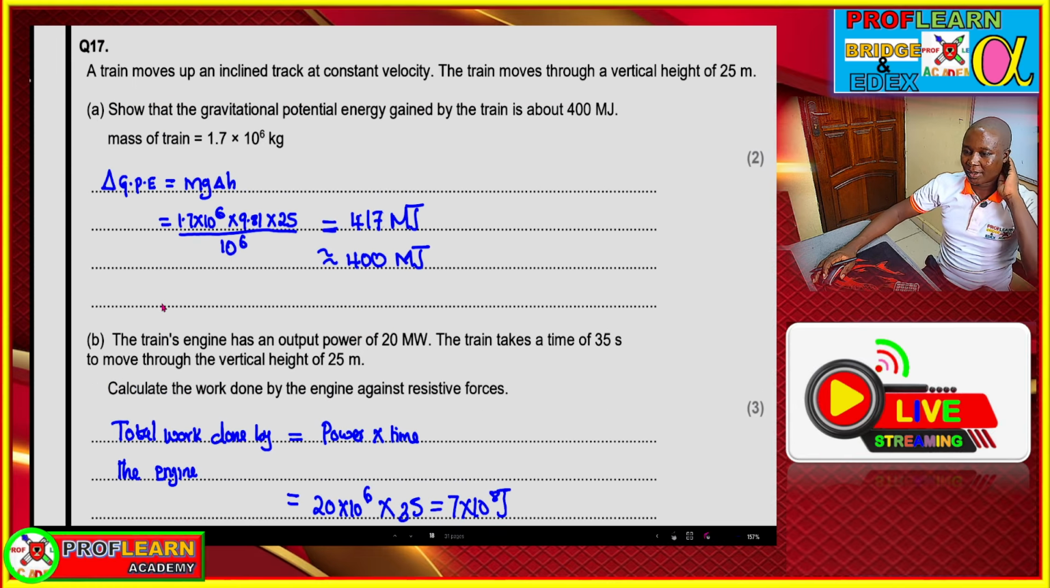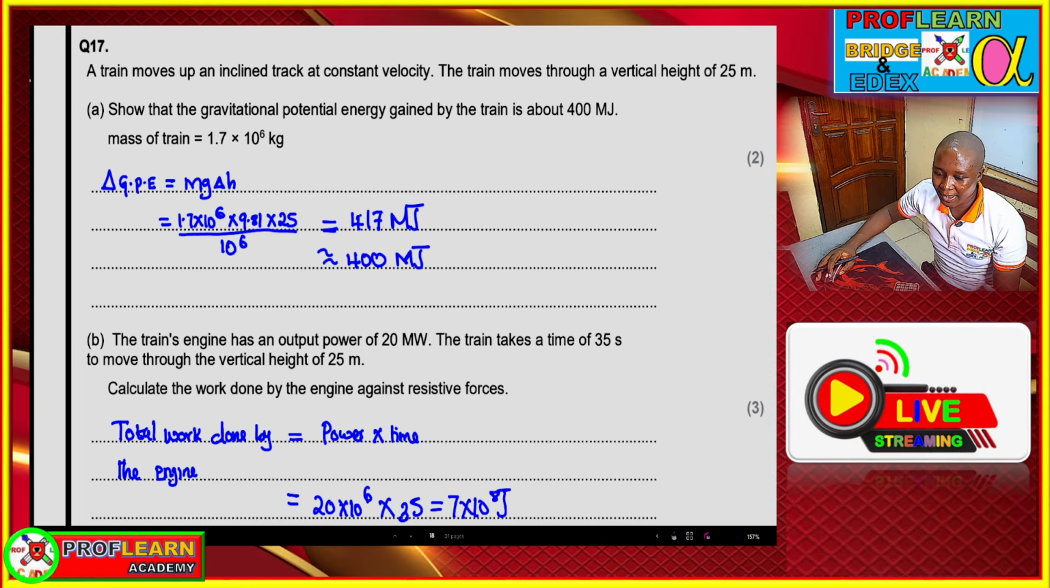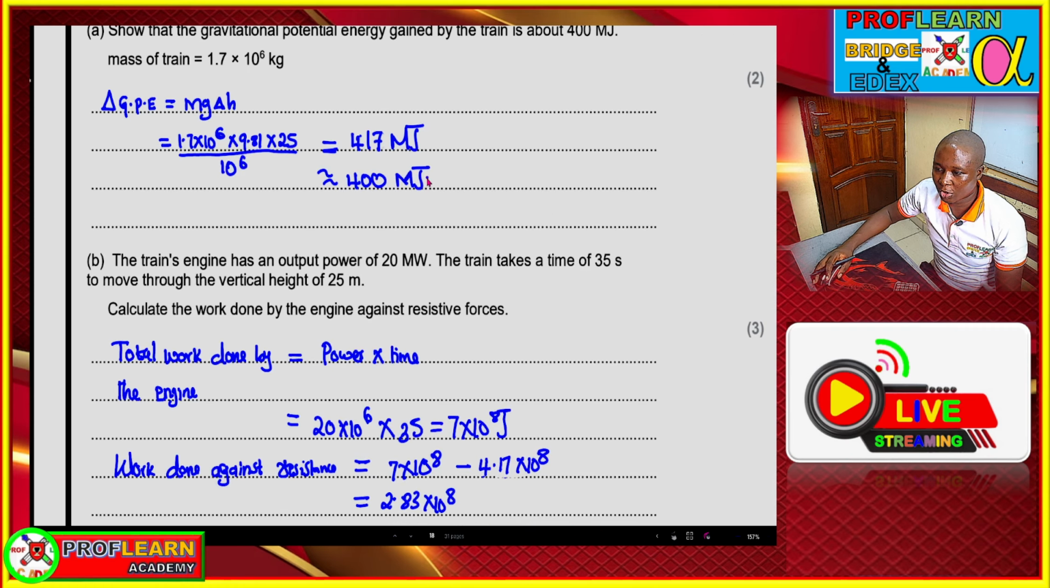Moving to question number 17. Question number 17 is talking about the gravitational potential energy of a train that is moving up an inclined plane. So what you need to understand here is that gravitational potential energy is equal to mgh. So we are going to do the question as shown at this point here.